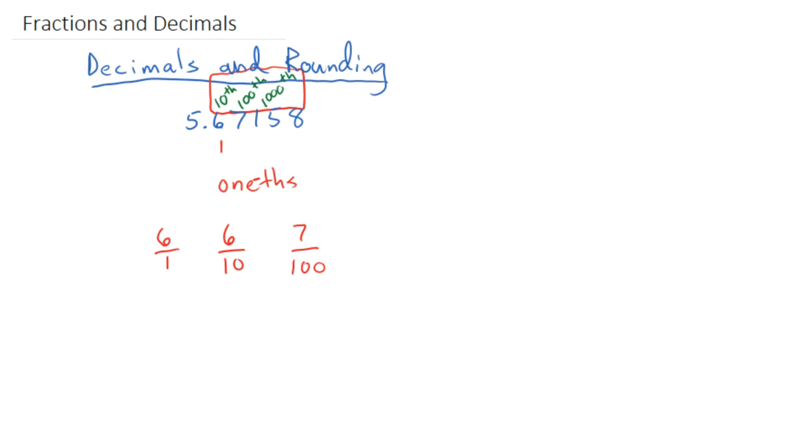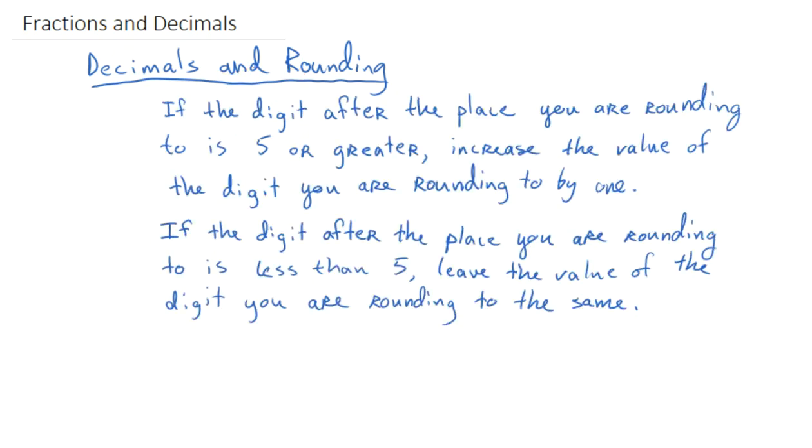So now we're going to change gears and talk about the rounding rule. So the rule is more or less if the digit after the place you're rounding to is 5 or greater, you increase the value of the digit you are rounding to by 1. If the digit after the place you're rounding to is less than 5, leave the value of the digit you are rounding to the same. That's a mouthful and somewhat confusing even to me, and I know how to round. So let's look at it in an actual example to see how this plays out.